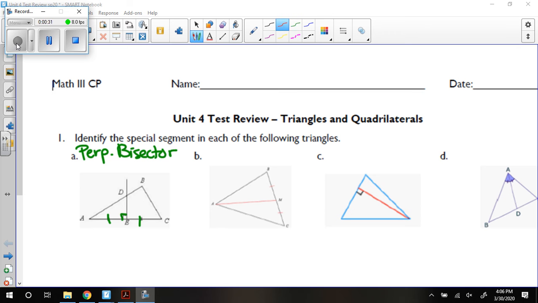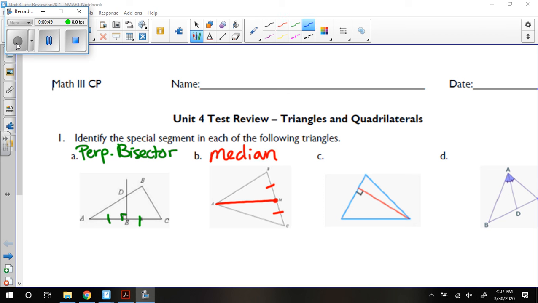In part B, if you notice the two tick marks here, that means M is a midpoint. So you're traveling from a vertex to a midpoint, which is a median.